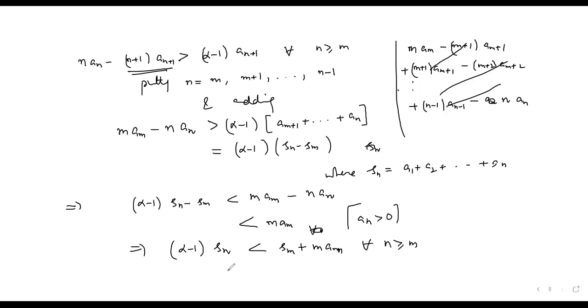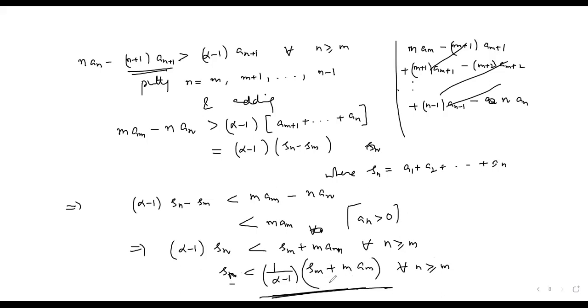So again, you can just write it now as S_n is less than 1 by alpha minus 1, which is a positive number, so I can divide, S_m plus m times a_m, now for all n greater than or equal to m. Now this is a fixed number. It means your sequence of partial sums here is bounded above, and since it's a series of positive terms, it must converge.